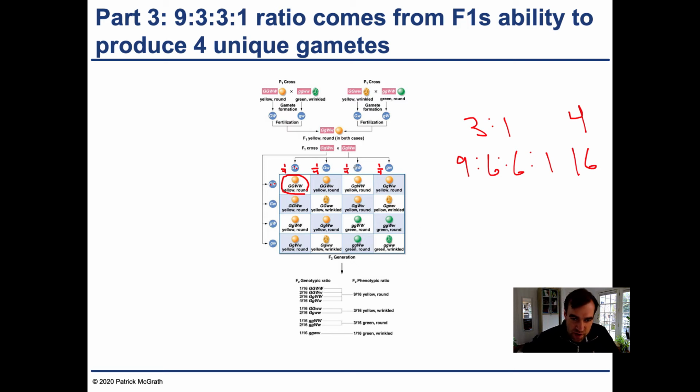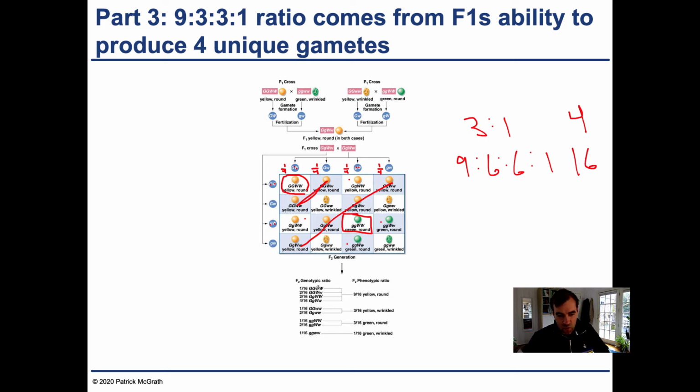This individual right here, little g, big W. And if it combined with little g, big W, then this individual would be produced. And so we can group these all together. For example, these 2 squares have the same genotype. These 4 squares have the same genotype. This one, and then this one and this one have the same genotype. So you can also look at this from the genotype way.